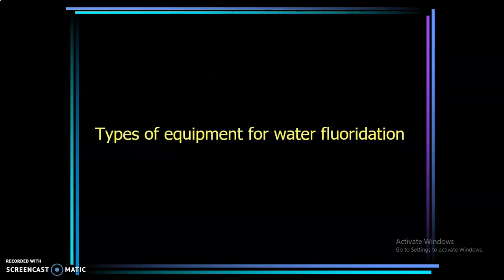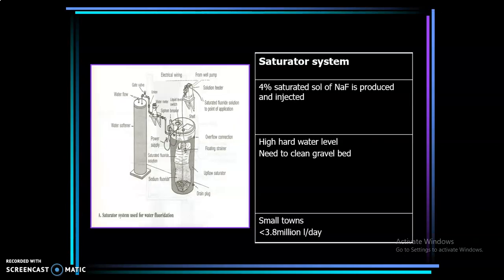There are various equipments used to add fluoride to drinking water, and that depends on what output is required and what material is added. The first system is called the saturator system. In the saturator system, you use sodium fluoride, and 4% sodium fluoride is used. It is mainly used for small towns where you require less than 3.8 million liters per day.